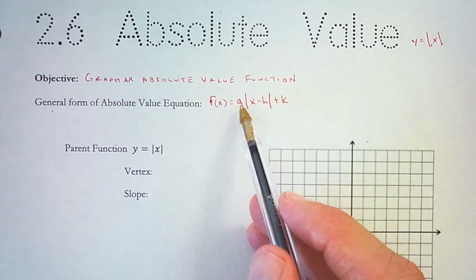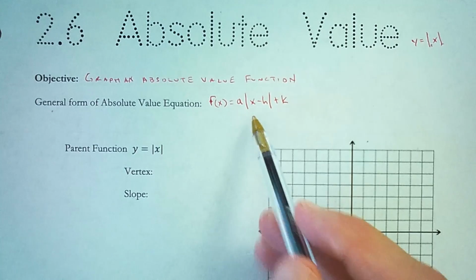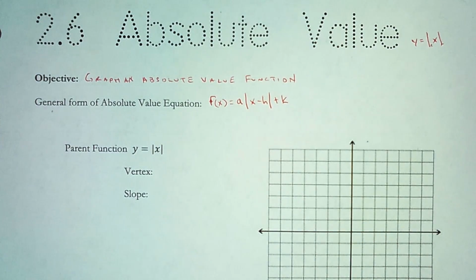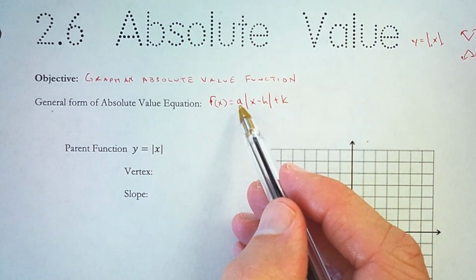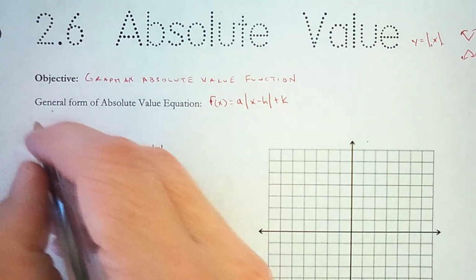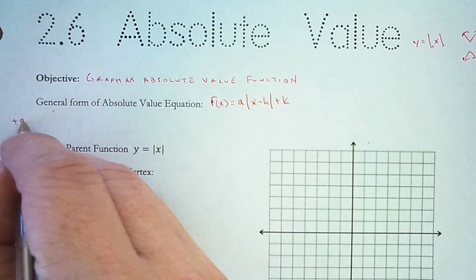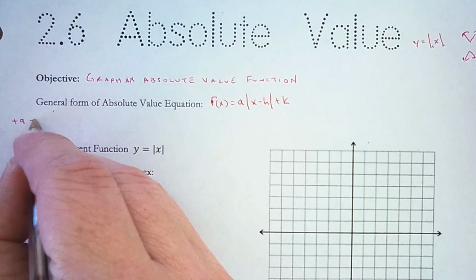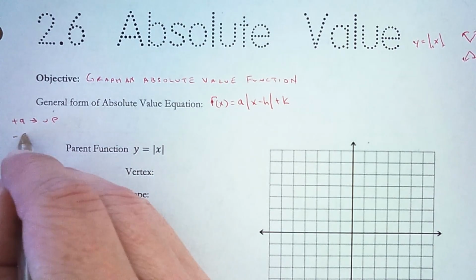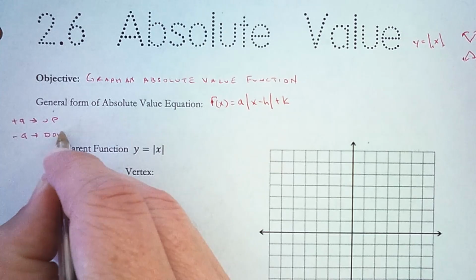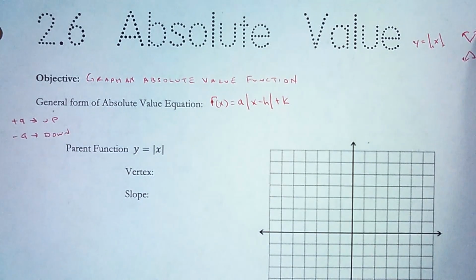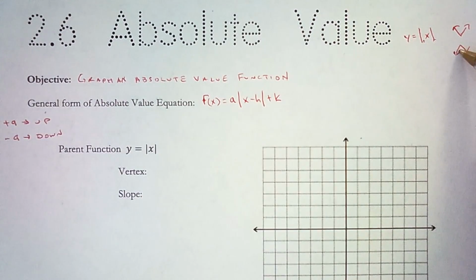One is I can very quickly identify if this absolute value should open up or down. What do I mean by open up or down? When we graph an absolute value function, it's going to make a V. And it can open up or it can open down. When I look at a, I know immediately if it opens up or down. So a positive a means it opens up, and a negative a means it opens down. Okay, so a graph like this, a would be positive. A graph like this, a would be negative.